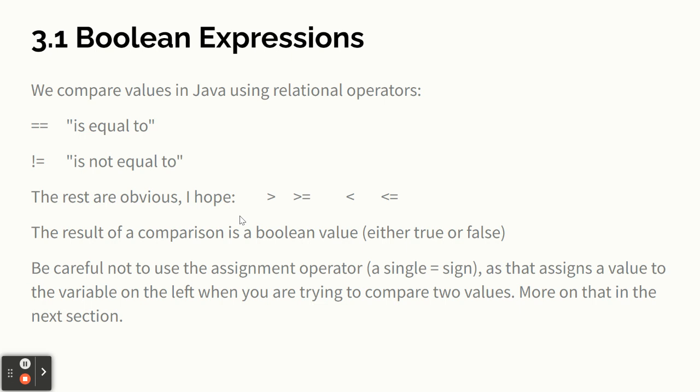So Boolean just means true or false, or on, off, either one thing or the other thing. So you want to be careful not to use just one equal sign when you're comparing two values, because that tries to assign the right-hand side thing to the left-hand side thing, and that often doesn't make sense, like in an if statement. We'll learn about that in a minute.